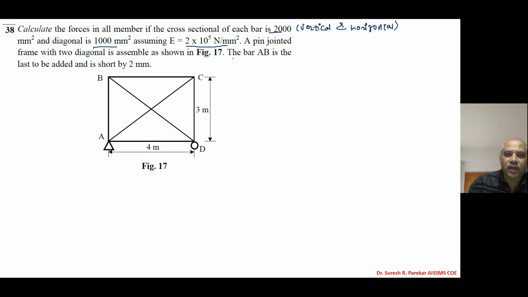As simple as shown in the figure, the bar AB is last to be added and is short by 2 millimeter. AB is short by 2 millimeter. So we have step 1, static indeterminacy.